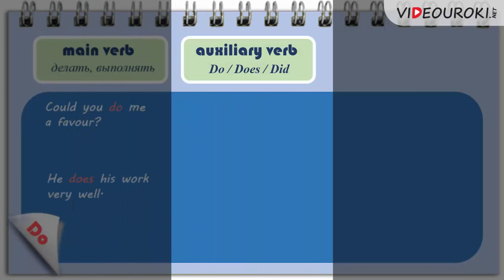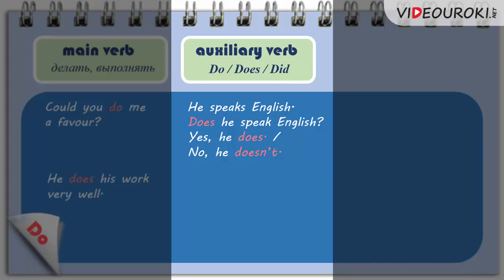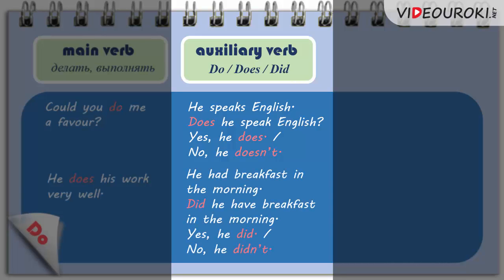Do can also function as an auxiliary verb. Do helps main verbs to form questions and short answers in the simple present, do and does, and simple past, did. He speaks English. Does he speak English? Yes, he does. No, he doesn't. He had breakfast in the morning. Did he have breakfast in the morning? Yes, he did. No, he didn't.